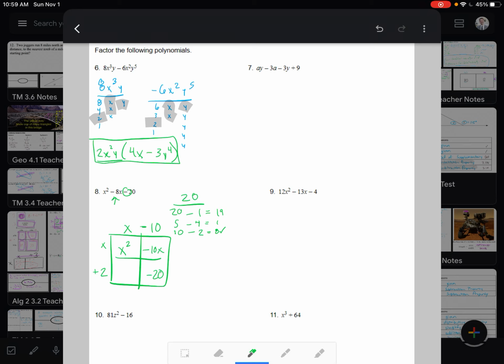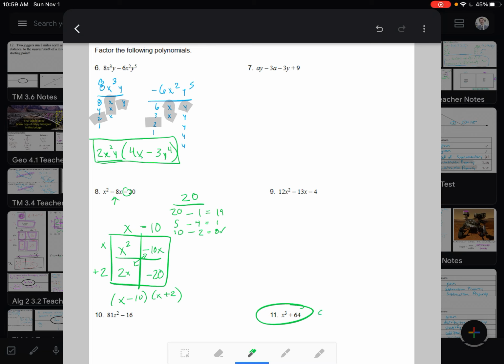Well, if we look, we have negative 8. So let's try with negative 10. So here we get negative 10x, positive 2x, combine those, and we get negative 8 as our center term, which is exactly what we're looking for. So our final factored form, x minus 10, x plus 2.